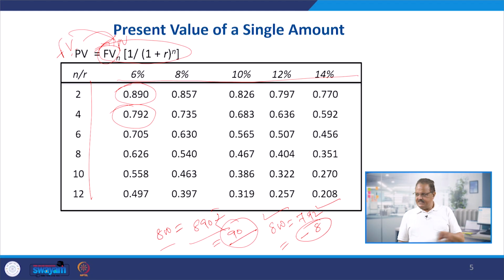So by using these ready-made tables these days, with the factor values, you can simply multiply with the present value or the future value, and you can get to know the present value of a single amount and the future value of a single amount.